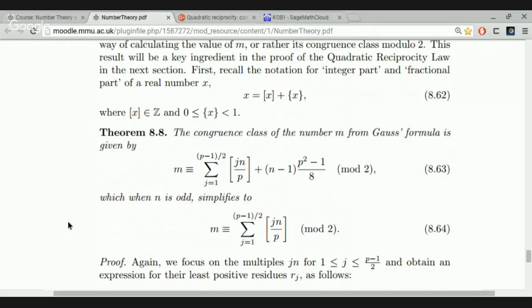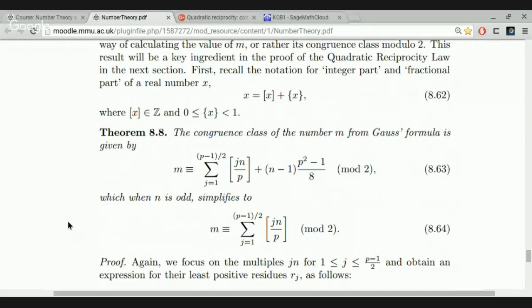But it has a simpler expression when n is an odd number. Because when n is an odd number, you see this multiple of n minus 1 here. So when n is odd, this factor here will be an even factor. So modulo 2, this second term in the sum will just be 0. So when n is an odd number, the formula is going to simplify to just this first part. So this is really the interesting part.